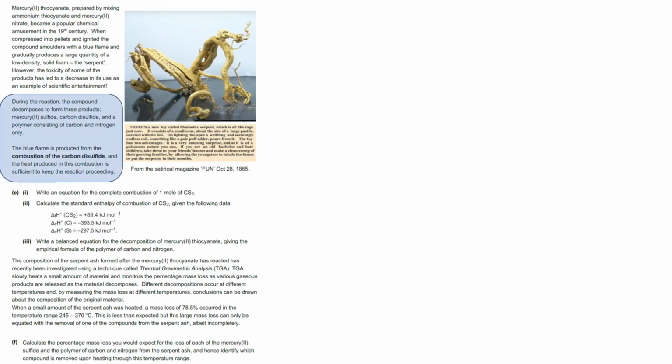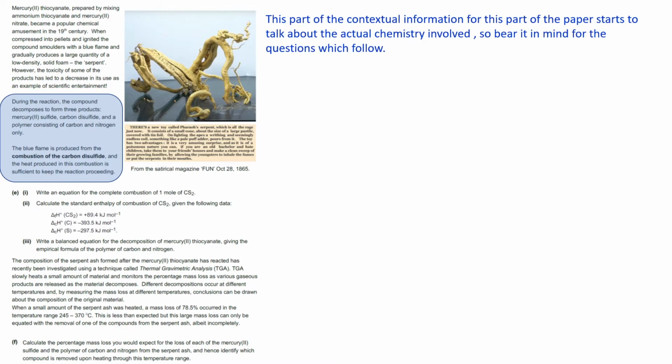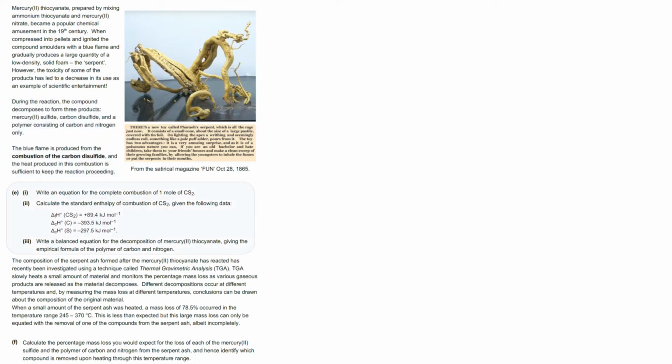Okay, so in the reaction, the compound decomposes to form three products: mercury 2-sulfide, carbon disulfide, and a polymer consisting of carbon and nitrogen only. So let's have a think about the information that we've got for part E, bearing in mind the information that talks about what the compound decomposes to.